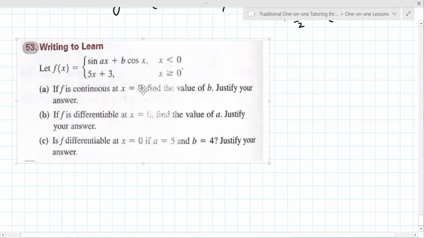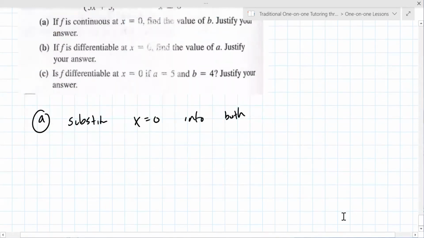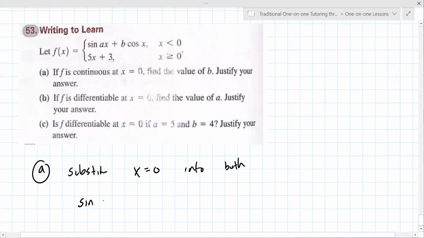So this function is defined piecewise, for x less than 0 and greater than 0. For part A, you substitute x equals 0 into both. The way that looks is sine of a times 0 plus b cosine 0 equals 5 times 0 plus 3. So you substitute x equals 0 into both and set equal.